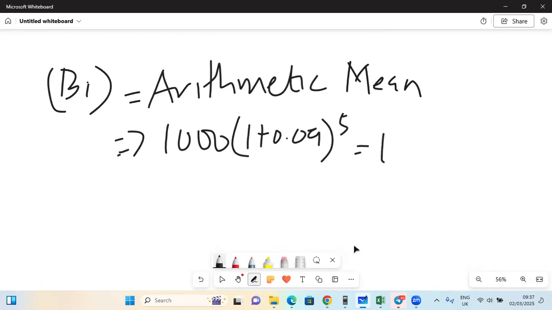And we are going to get 1,538.62. So the investor is going to earn 1,538 at the end of year 5 if he's earning on the basis of the arithmetic mean.